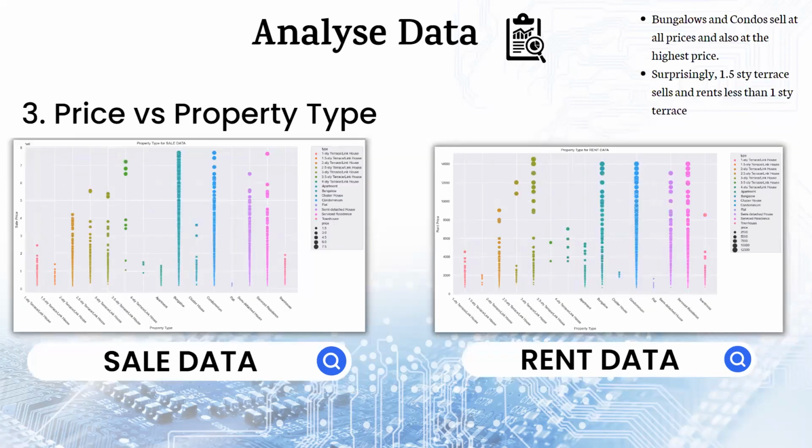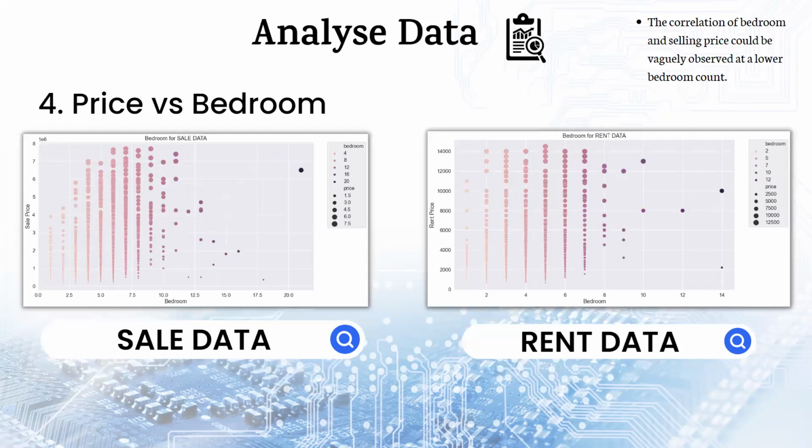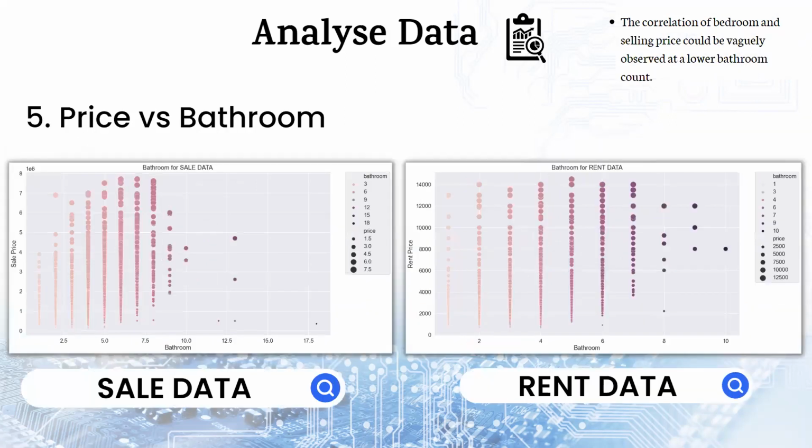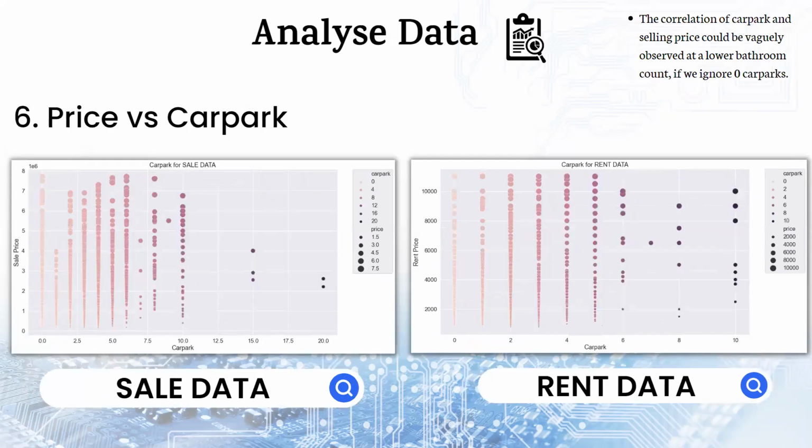Next, what we have here is the price versus property type comparison, like the price comparing with the condos and bungalows. As you can see, bungalows and condominiums sell for the highest price. Next, here we have the price versus bedroom comparison, and also we have the price versus bathroom comparison, and also the price versus car park comparison.